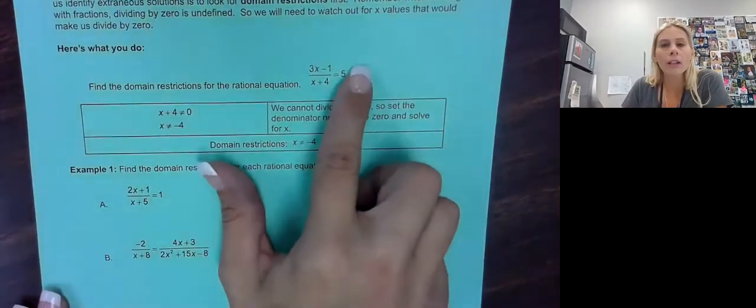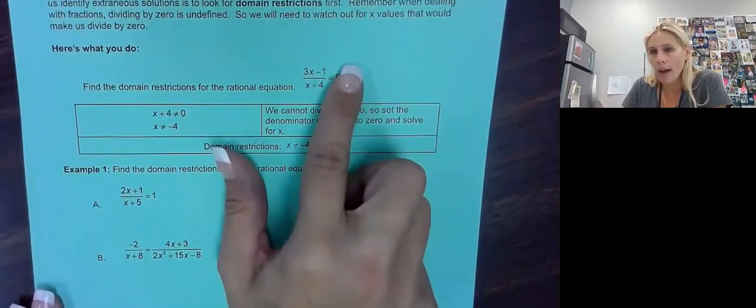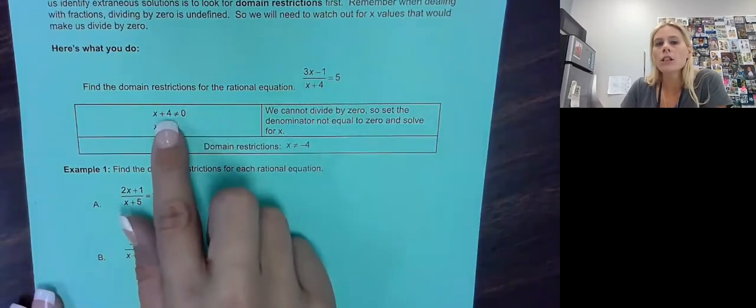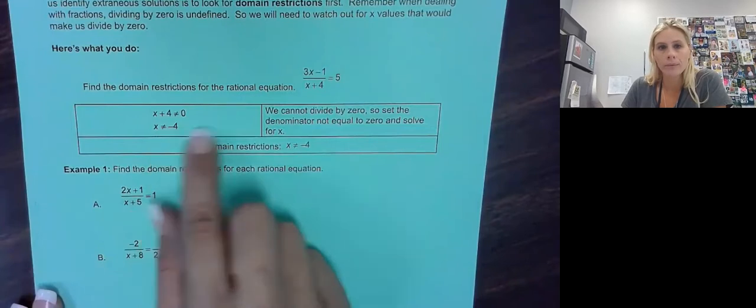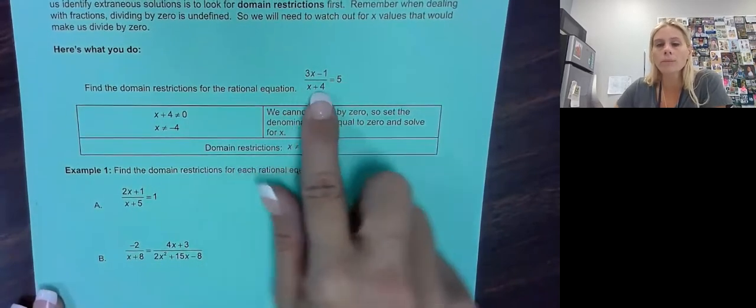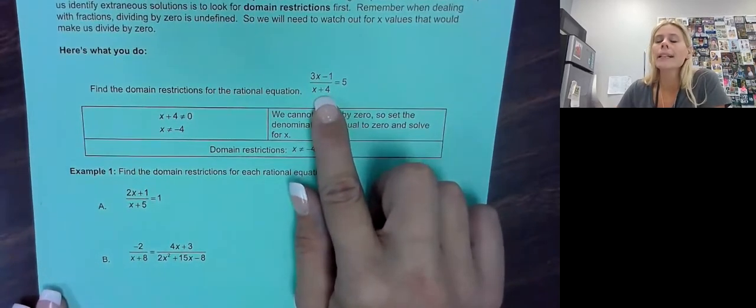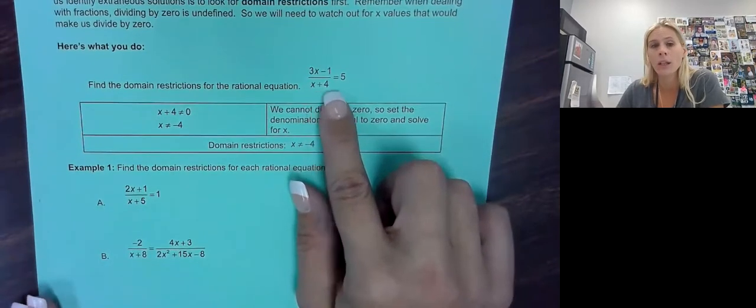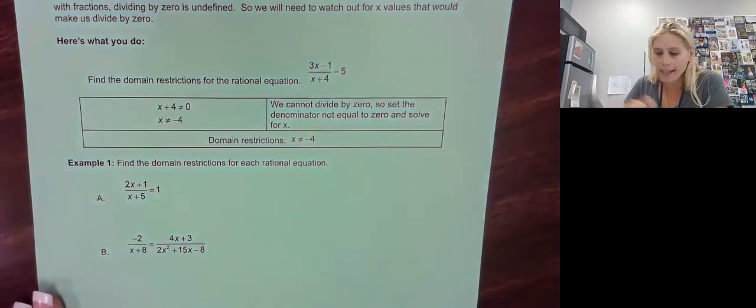So first we're going to factor. As you can see, this is already factored. Then we're going to take the denominator, set it not equal to 0, and solve. So in this equation, x cannot be -4. Otherwise, we would have an undefined answer. So let's just practice that now.